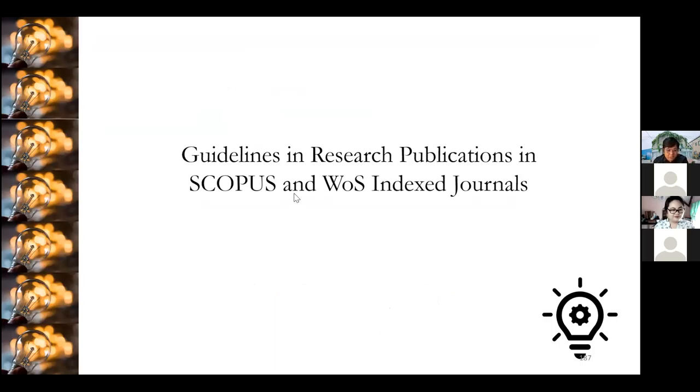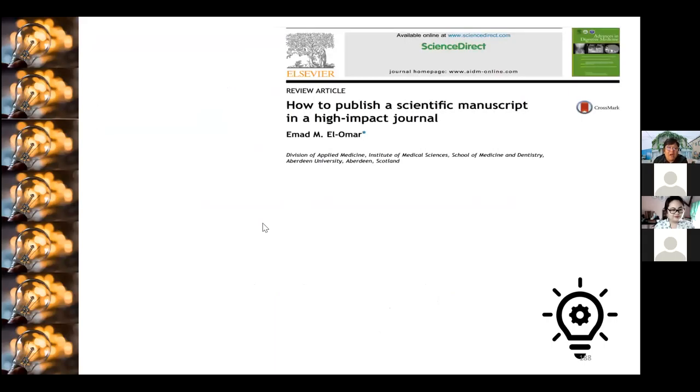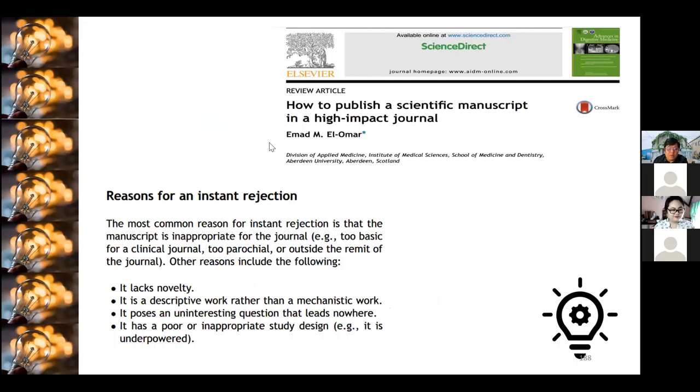And the last part that I will be discussing is the guidelines in research publication, Scopus and Web of Science Index Journal. So I'm just going to give you some guidelines if you will be publishing a research paper, things that you need to consider. I read an article from L. Omar, published in Elsevier, and sabi niya, ito daw yung reasons bakit marireject instantly yung paper. These are the possible reasons.